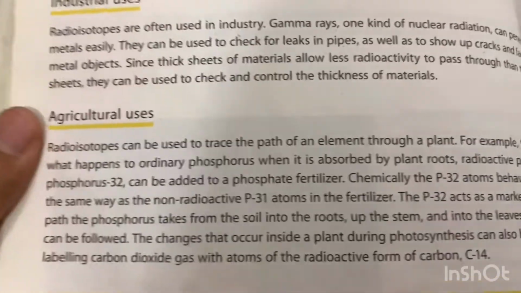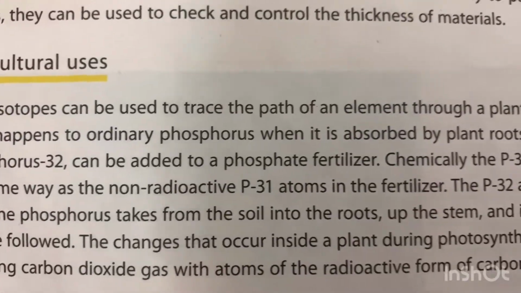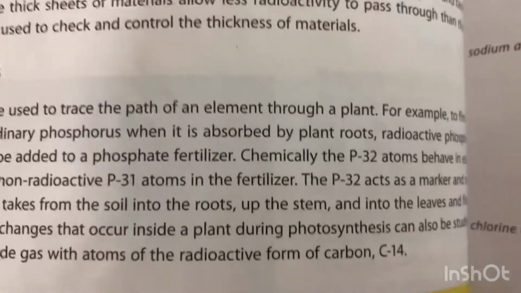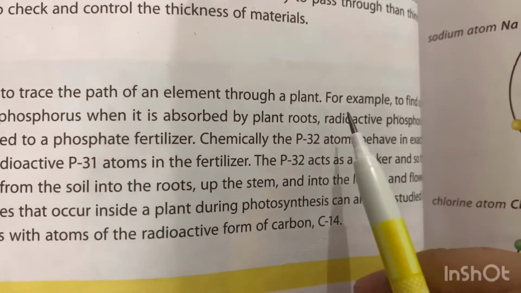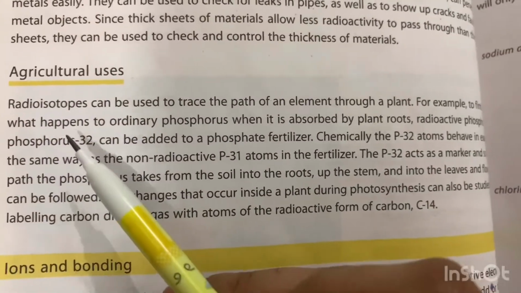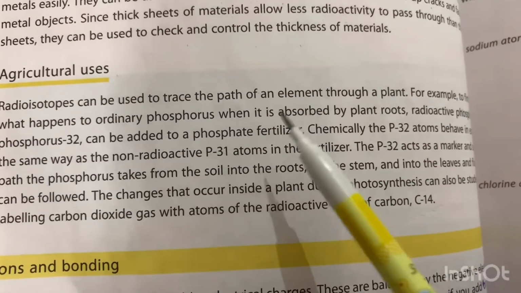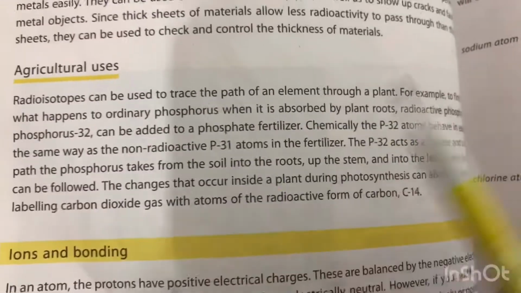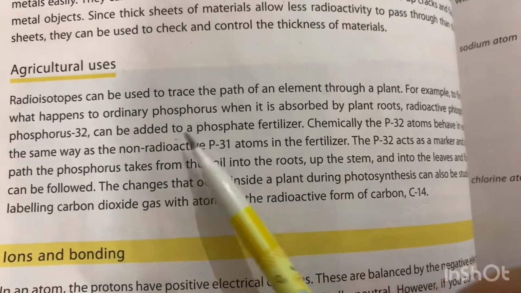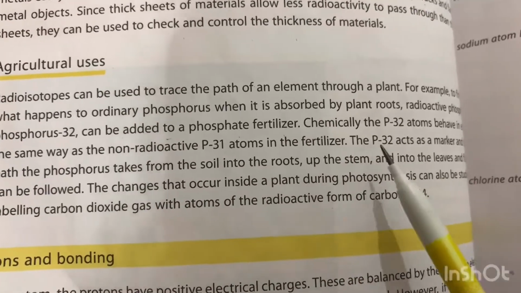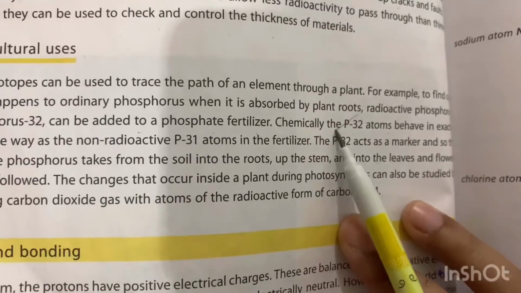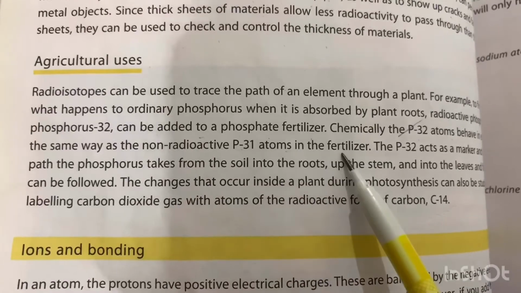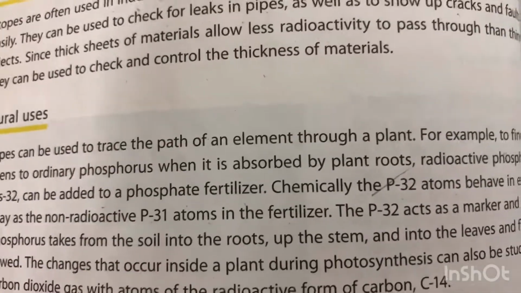The last point is agricultural uses. Radioisotopes can be used to trace the path of an element through a plant. For example, to find out what happens to ordinary phosphorus when it is absorbed by a plant root, radioactive phosphorus-32 can be added to phosphate fertilizers. Chemically, these P32 atoms behave in exactly the same way as the non-radioactive P31 atoms in the fertilizers. We can trace the path of the element through a plant.